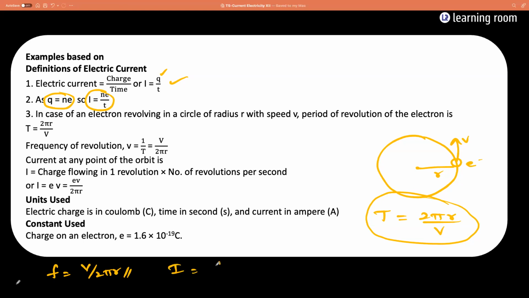Similarly, what is current? Current is Q by T or NE divided by T or NE into, can I write it as F? So it will be NE into, what is the value of F? It will be V divided by 2 pi R. So NE into V divided by 2 pi R is also the charge that is carried by N electrons in one revolution. If the electron is going to be 1, it is going to be E into V divided by 2 pi R. Am I clear with this point?